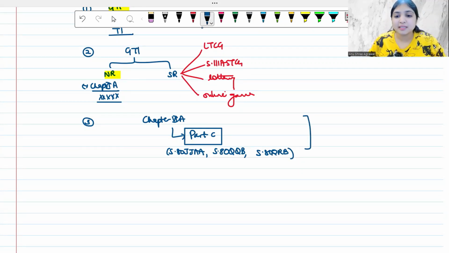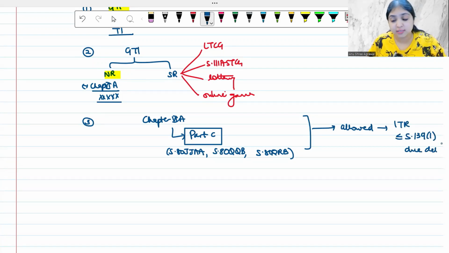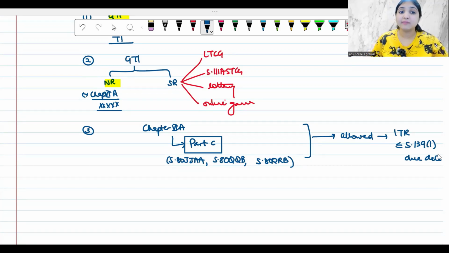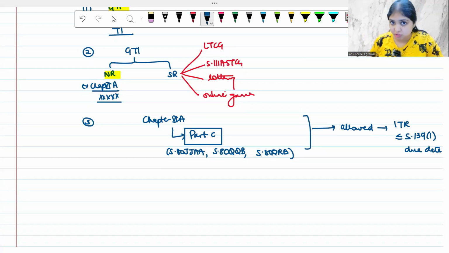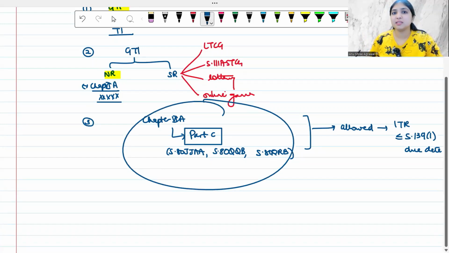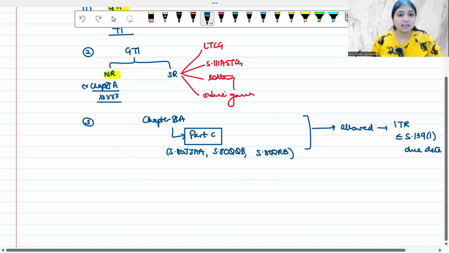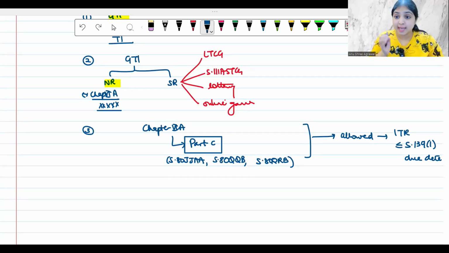Now, the unique point about Chapter 6A Part C sections is that the deduction will be allowed only if the assessee files his income tax return within the Section 139(1) due date. The other sections, even if the assessee files his ITR late, I will still allow the deduction to him. Only for Chapter 6A Part C sections, we will allow the deductions only if the assessee has filed ITR within the 139(1) due date. Other sections, even if the assessee has filed the ITR late, I will still allow the Chapter 6A deduction.